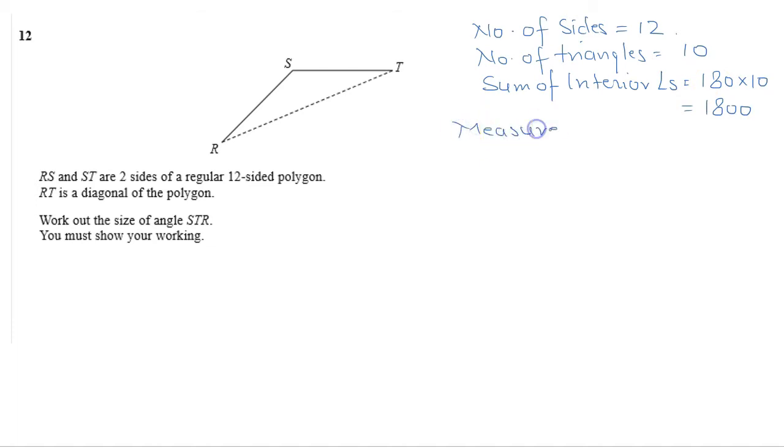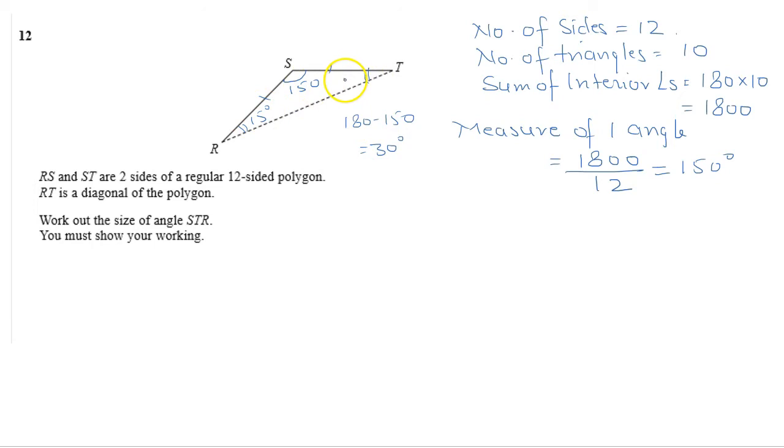Measure of one angle, 1800 over 12. So this is 150 degrees. So each angle of this regular polygon is 150. So we have been given one angle at S. So this is 150. This is regular, so it means these two sides are equal. If sides are equal, it means these angles are also equal. So 180 minus 150 is equal to 30 degrees. So this angle is 15 degrees and this one is 15.